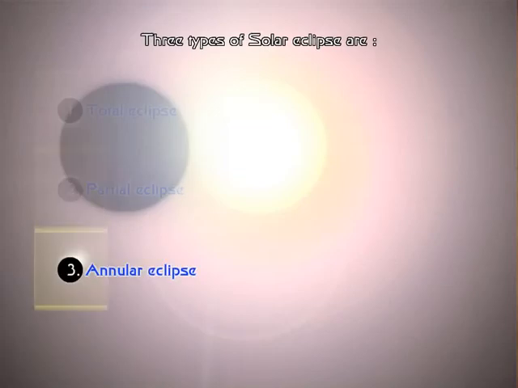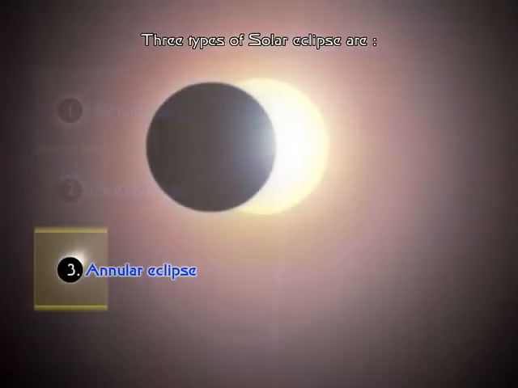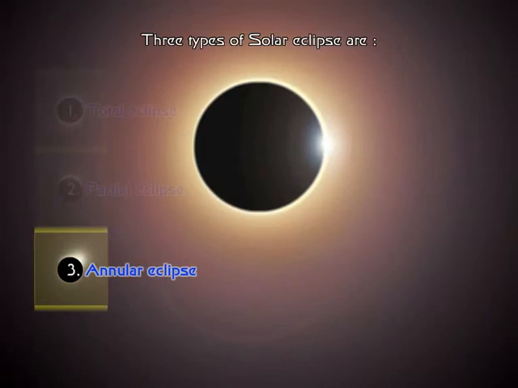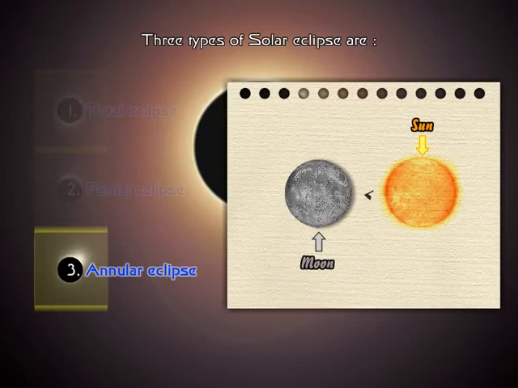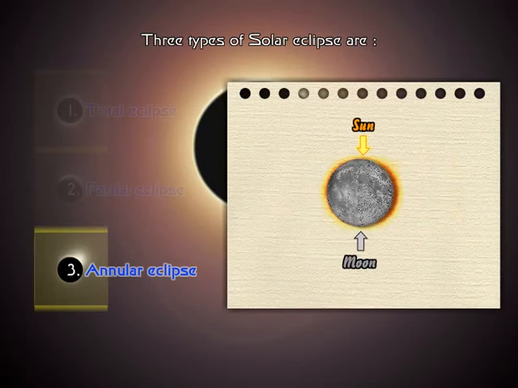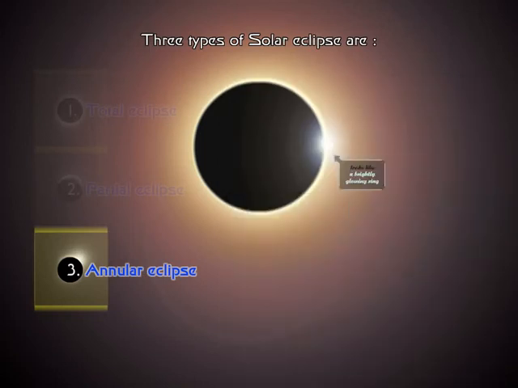An annular eclipse occurs when the moon's disk, at the peak of the eclipse, only covers part of the solar disk. This type of eclipse occurs when the moon's disk is of a smaller size than the solar disk, so that when the moon is in front of the Sun's disk, the whole of the Sun's disk will not be covered by the moon. The portion of the Sun's disk that is not covered by the disk of the moon looks like a brightly glowing ring.